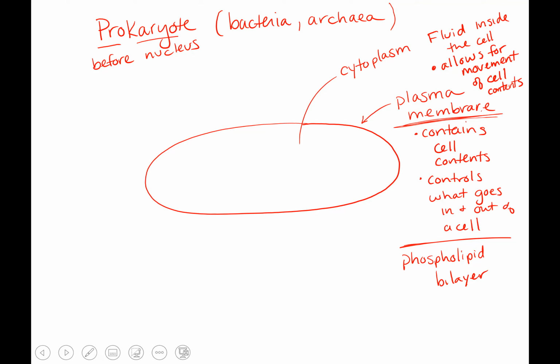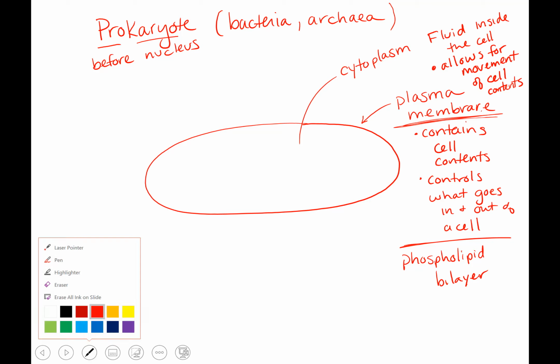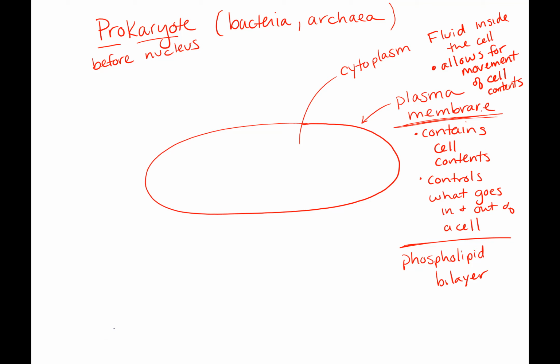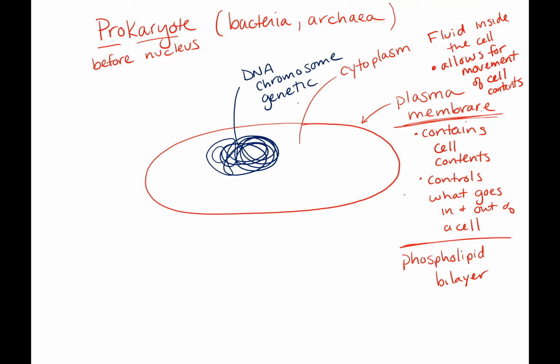Maybe I should change colors here. Prokaryotes do have DNA, and I'm drawing this squiggle of DNA in a circle, but it's a twisted circle. So this is the DNA. This is the chromosome. This is the genetic material. In prokaryotes, the DNA is circular.